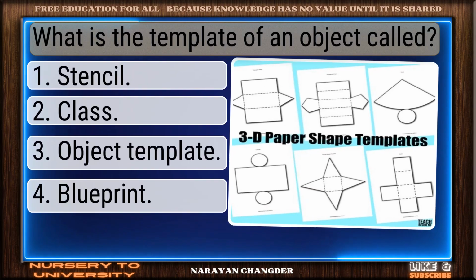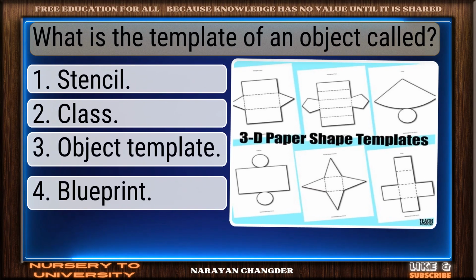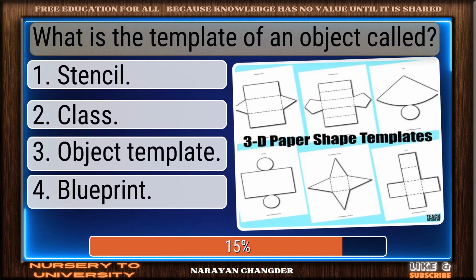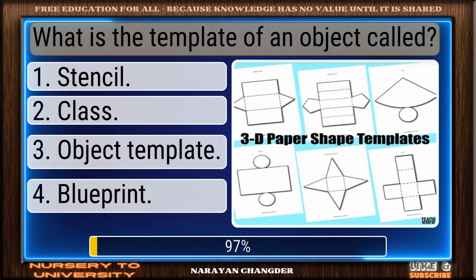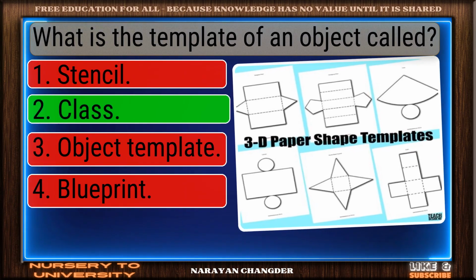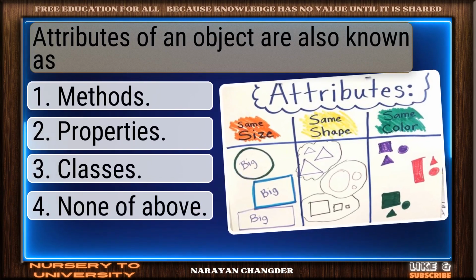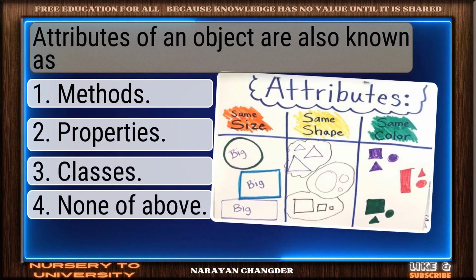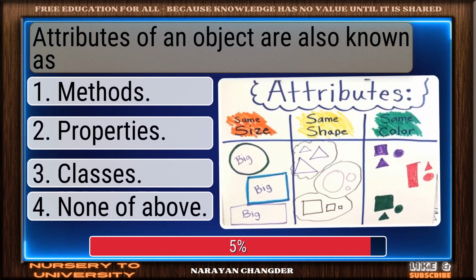Question number 38. What is the template of an object called? Right again. Class is a valid answer. Question number 39. Attributes of an object are also known as.